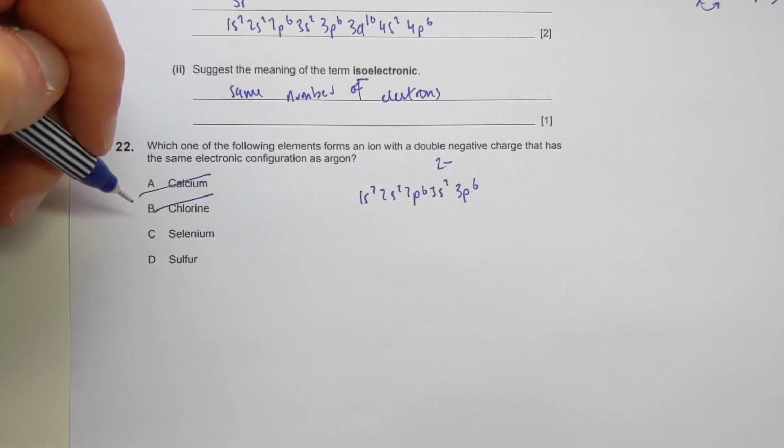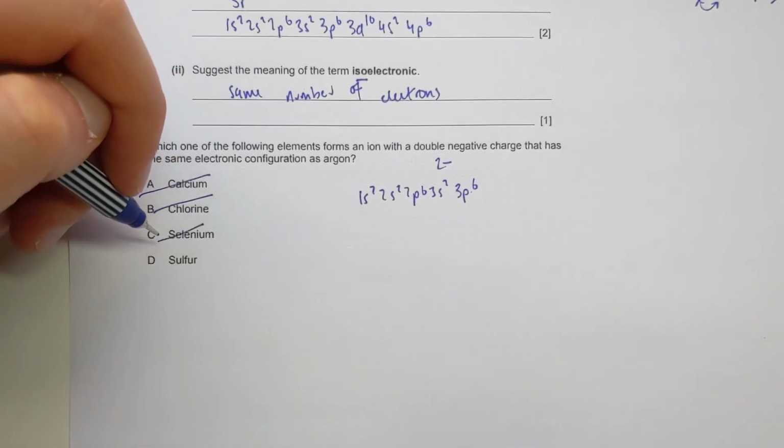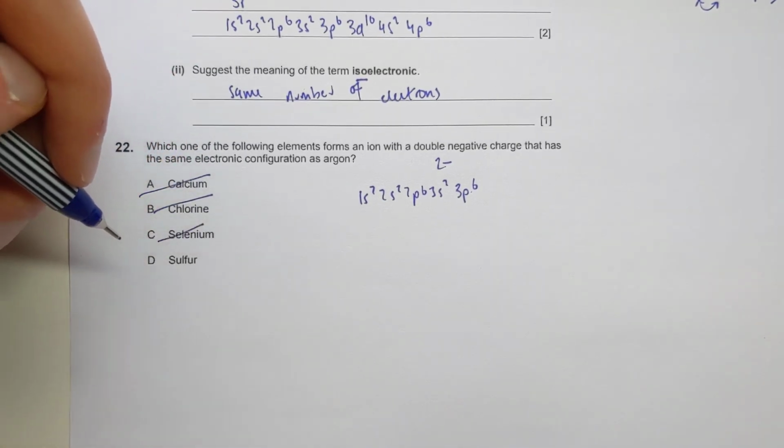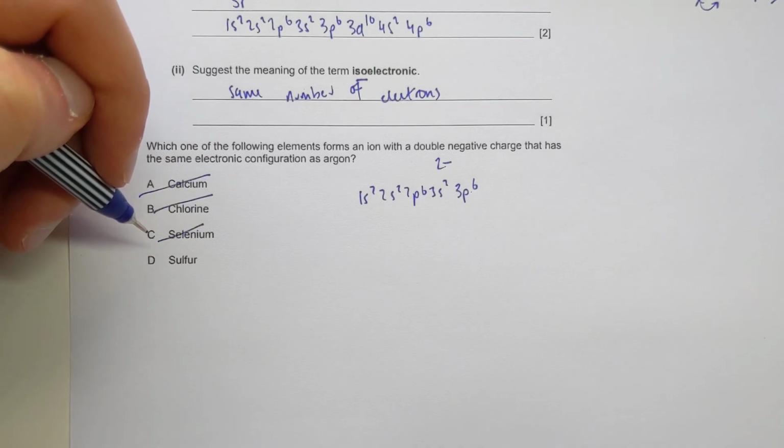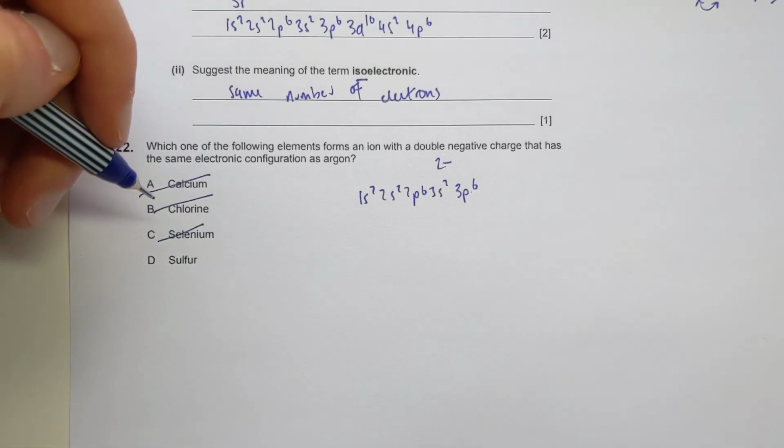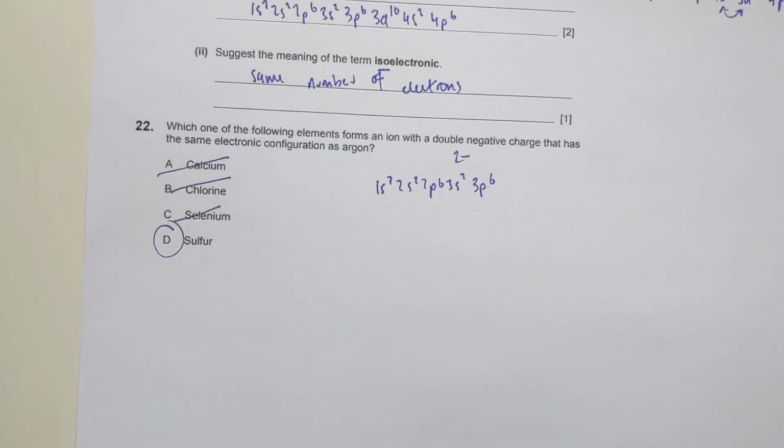Selenium, let's see. It's very far away from argon. It's almost like a trick question. That's not looking correct at all. Sulfur's got 16 electrons. So if it gets to 18, it has to gain 2. Gaining 2 would give a double negative charge. So D is the answer there, for sulfur.